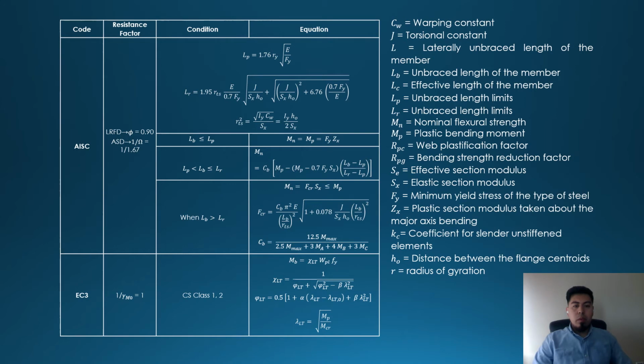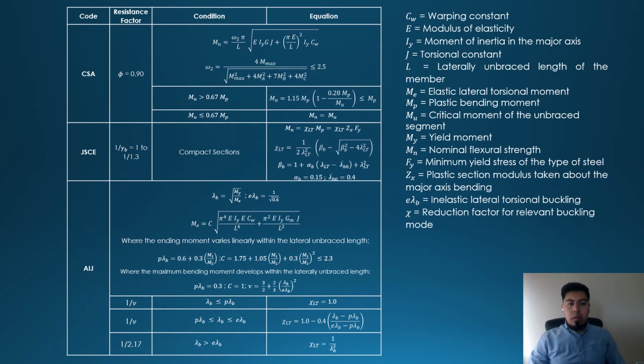Each condition provides the way to compute the nominal flexural moment. The Eurocode 3 and the JSCE use the reduction factor based on the buckling effect on the cross-sections. This is identical to the buckling compression effect. The CSA bases steel design on critical moment and unbraced segments and plastic moment. The AIJ has equations, and these are applied in function of the slenderness ratios.